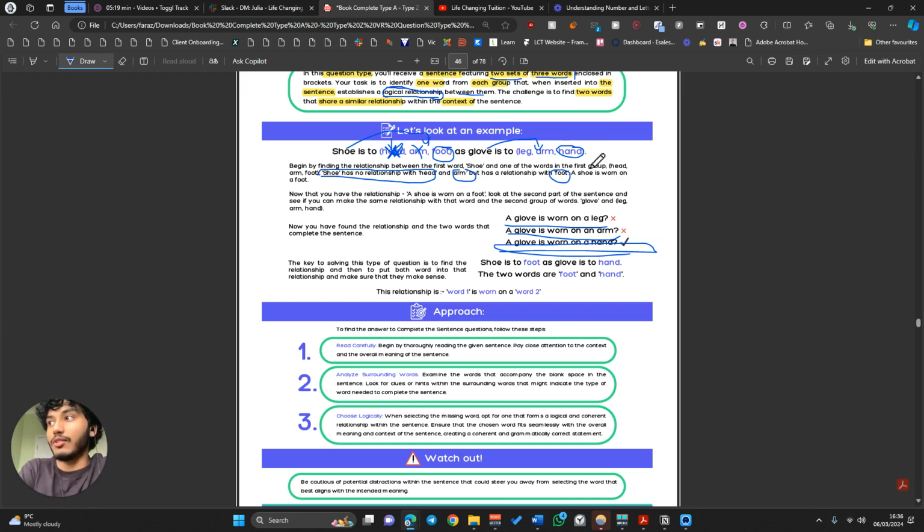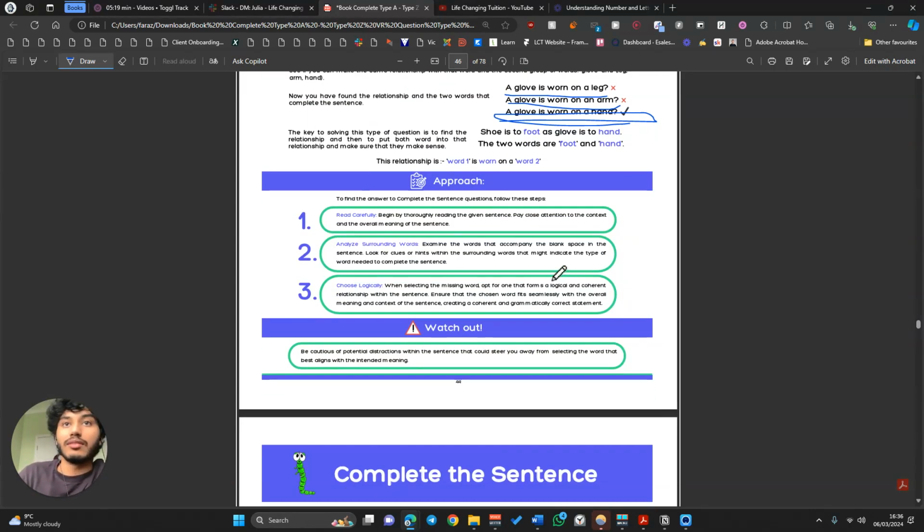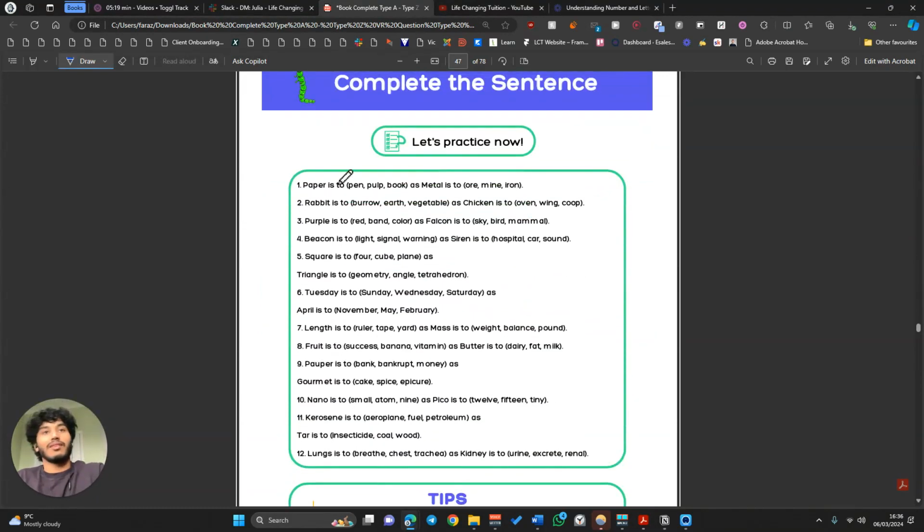It's a bit of a weird sentence. It's not something that you would say in actual English, but it makes logical sense because a shoe is worn on a foot and a glove is worn on a hand. And that's how you have to think about these. First of all, you need to find a relationship between one of these words in the brackets and whatever it is here, and then you use that relationship on both of them. Hopefully that is simple enough and makes enough sense. Best way to do it is to go through some of these examples, and I'll hopefully show you how I think about it as well. So paper is to something as metal is to something.